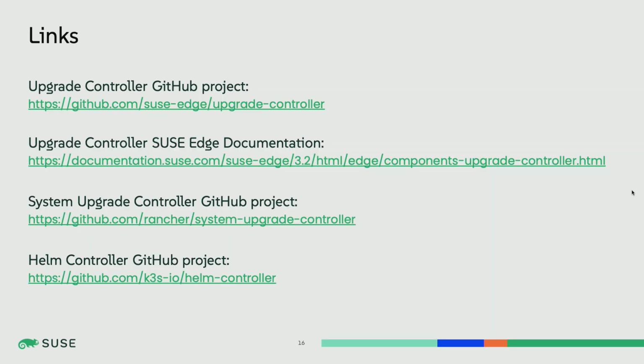If you want to get even more information about the tooling that we just showcased, here are some links. The first one is the link to the GitHub project for the upgrade controller. The second one is the documentation for the upgrade controller within the SUSE Edge documentation. The third, as it states, is the system upgrade controller GitHub project, and the last one is the Helm controller GitHub project.